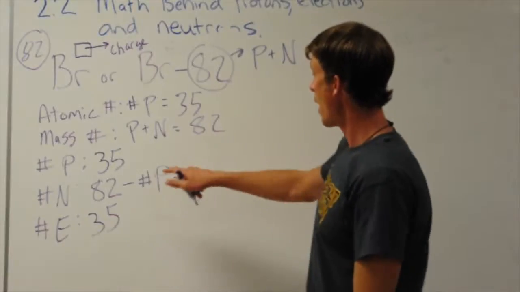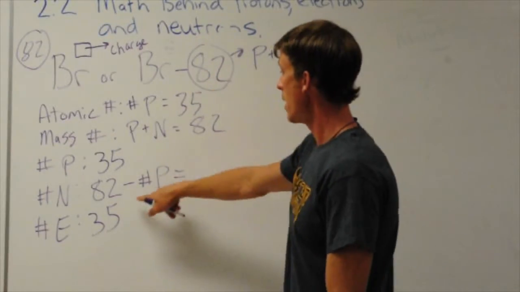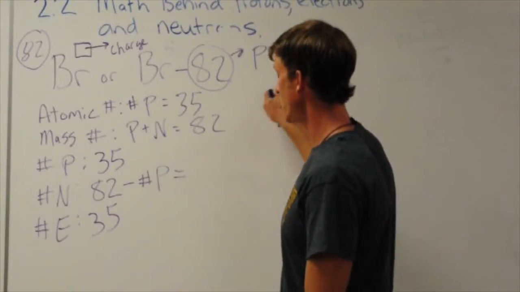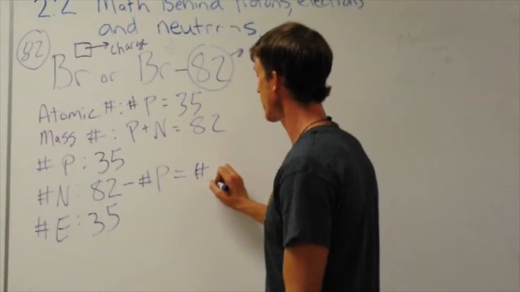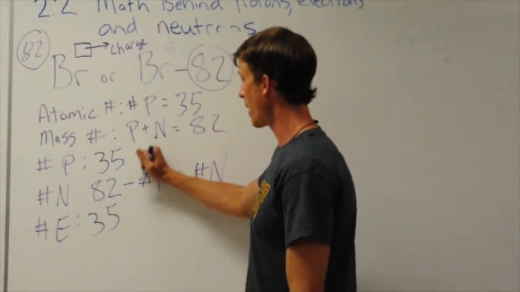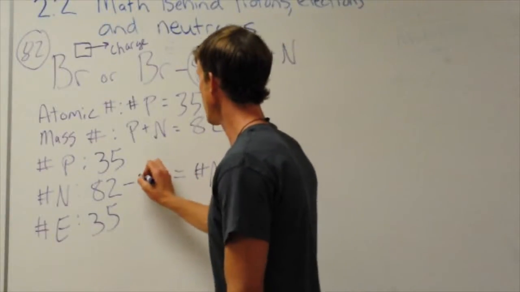So anyways, 82 is the mass number, and it's the number of protons and neutrons. So if I subtract the number of protons, I get the number of neutrons. Okay? So I'm going to erase this because I know protons. The number of protons is 35.